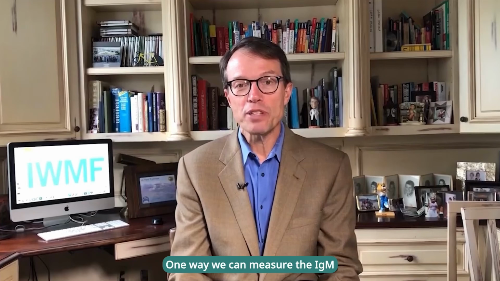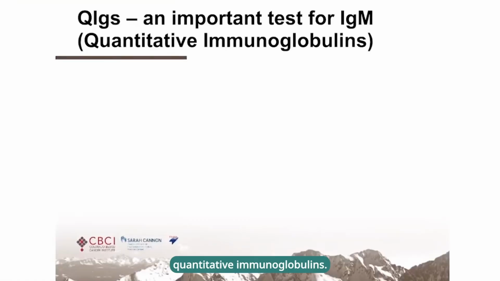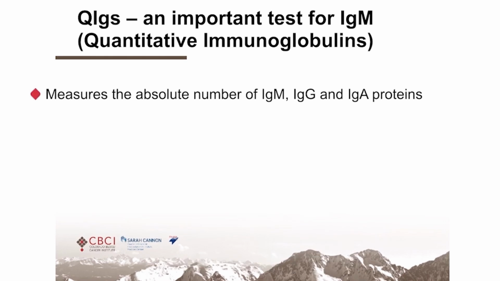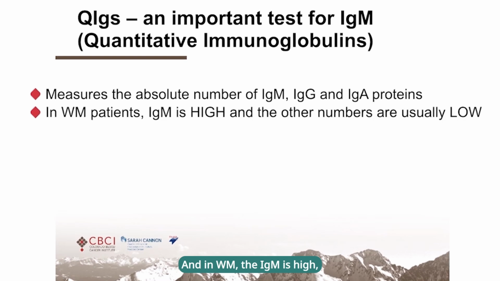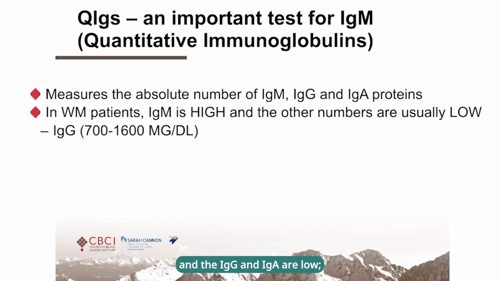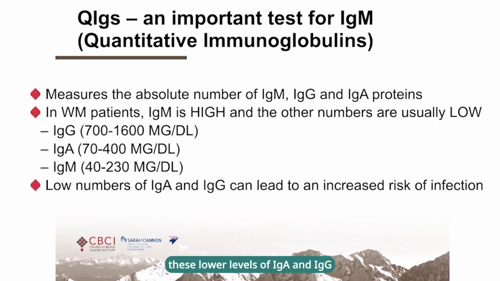So one way we can measure the IgM is through a test called quantitative immunoglobulins. This is an important test where we can measure the absolute levels, not just of IgM, but also the normal antibodies such as IgG or IgA. And in WM, the IgM is high, and usually at the expense of the other immunoglobulins. So you see the IgM being elevated, and the IgG and IgA are low, and these lower levels of IgA and IgG can predispose patients to infections.